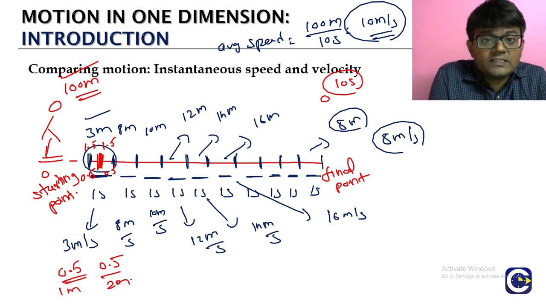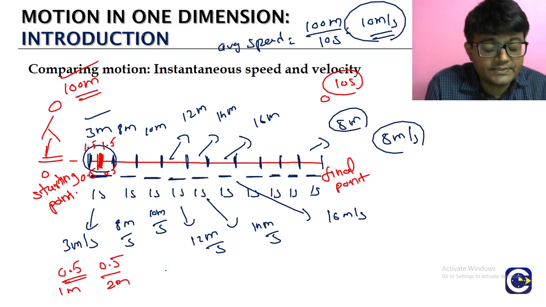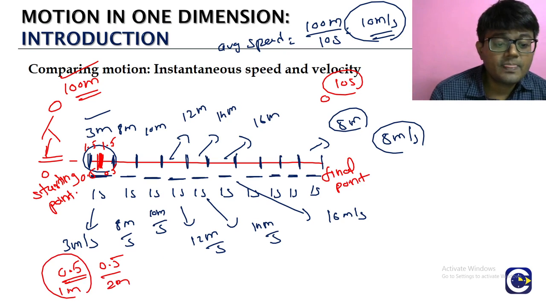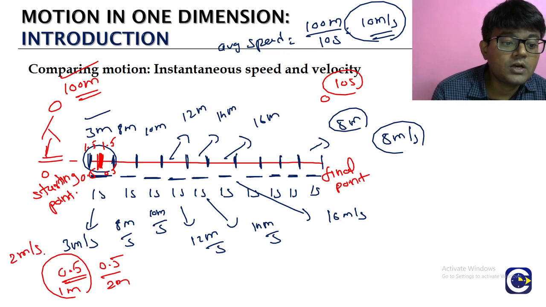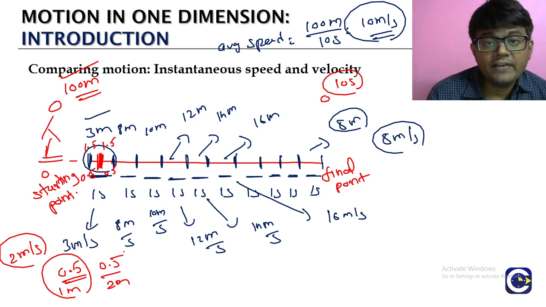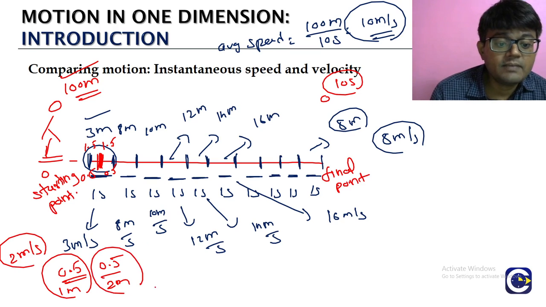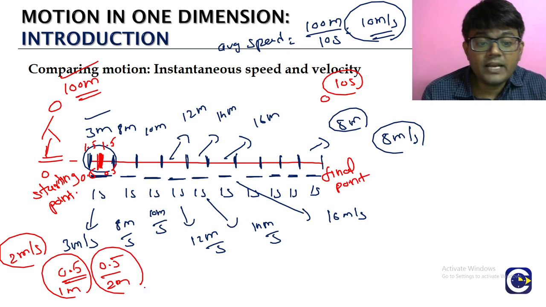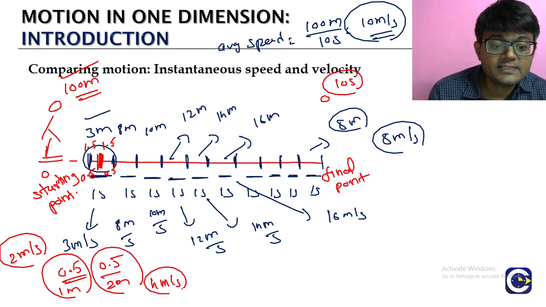Thereby, totally in the first 1 second it becomes what? 3 meters. Now if you look at the speed here, distance is 1 meter, time is 0.5 seconds. So speed will be what? 1 meter by 0.5, which will be 2 meter per second. Here it will be what? 2 meter by 0.5 seconds. It will be 4 meter per second.